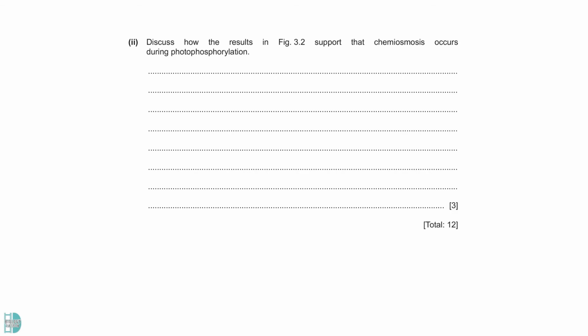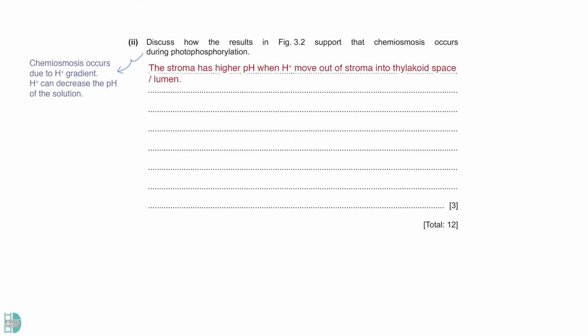2. Discuss how the results in Figure 3.2 support that chemiosmosis occurs during photophosphorylation. To answer this question, you must know that chemiosmosis occurs due to the proton gradient, and protons can decrease the pH of the solution. The stroma has a higher pH when protons move out of the stroma into thylakoid space. This leads to increased proton concentration in the thylakoid space. Then, protons diffuse back into the stroma through ATP synthase, leading to the production of ATP.